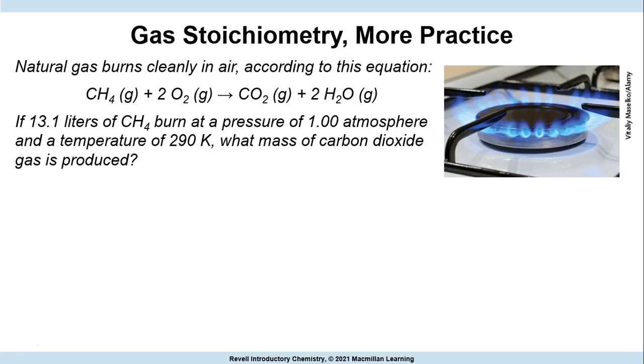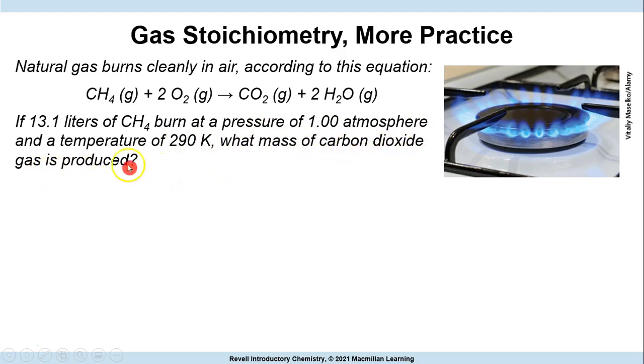Now, let's look at another example here. Natural gas burns cleanly in air according to this equation. So we have methane plus oxygen to give us carbon dioxide and water. Remember, the equation must always be balanced. So we are using a balanced equation. Now, if 13.1 liters of methane burn at a pressure of 1 atmosphere and a temperature of 290 Kelvin, what mass of carbon dioxide gas is produced?